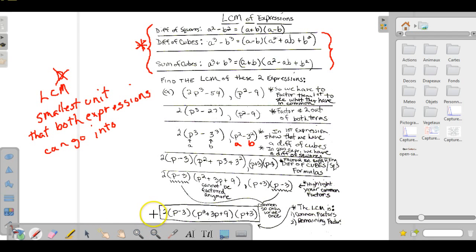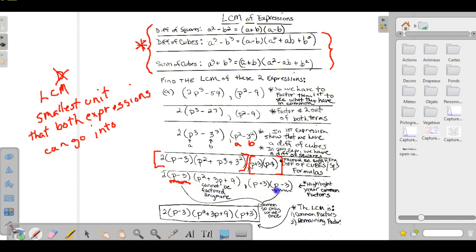Okay, so the way that you find the least common multiple is, and I wrote it over here, first of all, you look at the common factors of both of our expressions. Well, here's one expression, and then here's the other expression here. So what's common between those two expressions? Well, I wrote what's common down here.